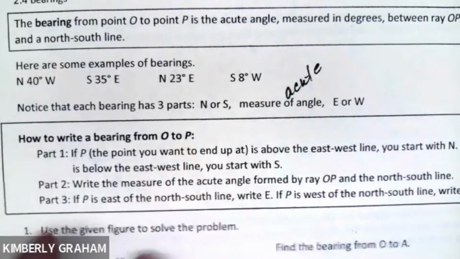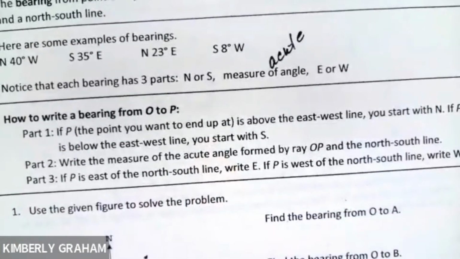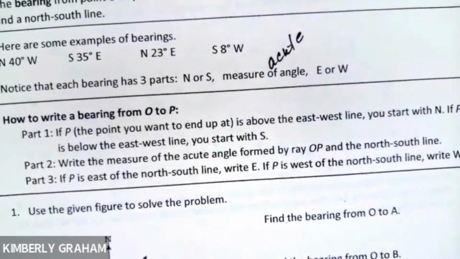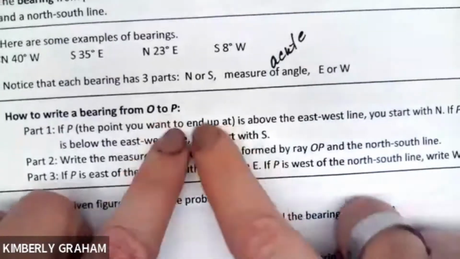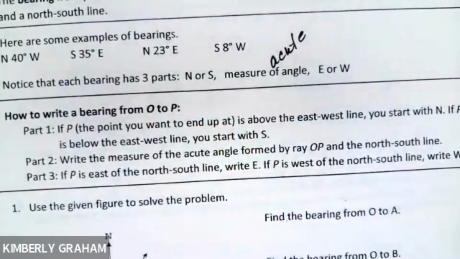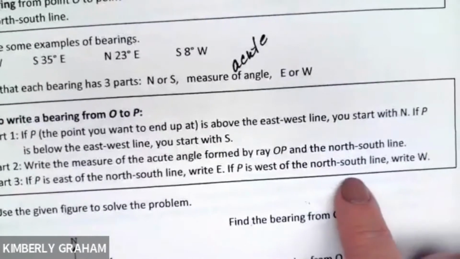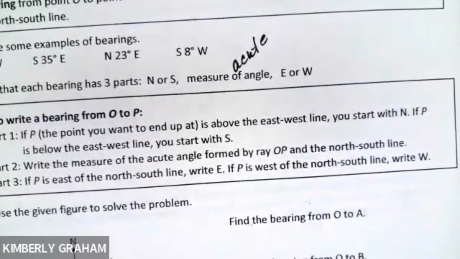So I go through these three steps here on how to write a bearing from O to P. If point P, the point that you want to end up at, is above the east-west line, remember, we're starting at point O and we're going to point P, so it's north of the east-west line, you're going to start with N. If it's south of that east-west line, you're going to start with S.